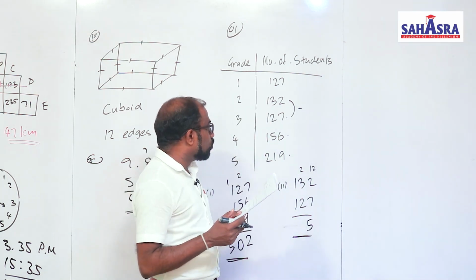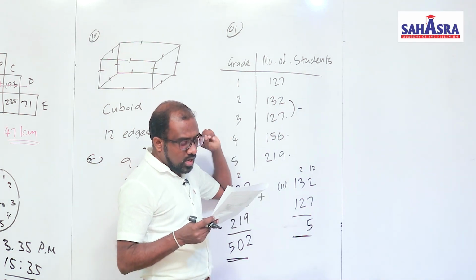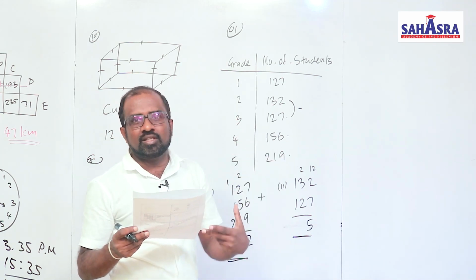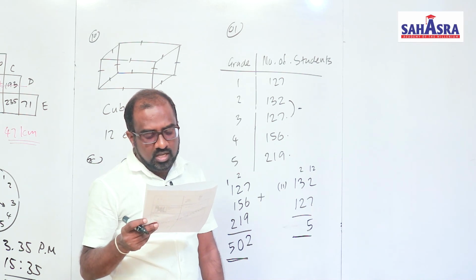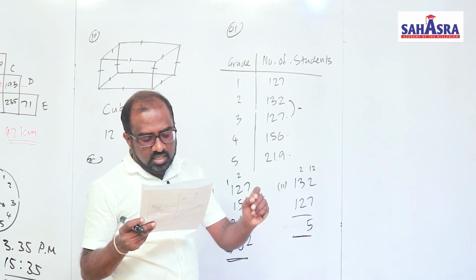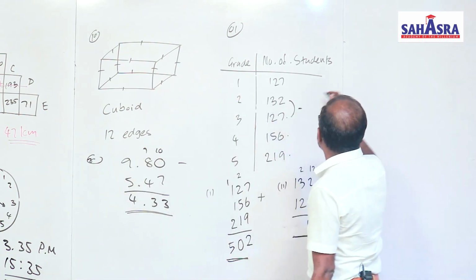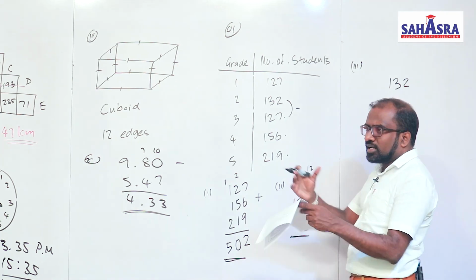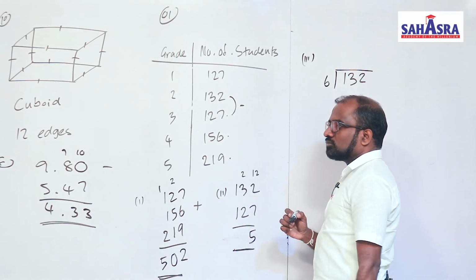Question number 3. Children in grade 2, that is 132, are divided into 6 groups. How many students are there in one group? Students in grade 2, that is 132 students, are divided into 6 groups. So divide by 6. That's all.